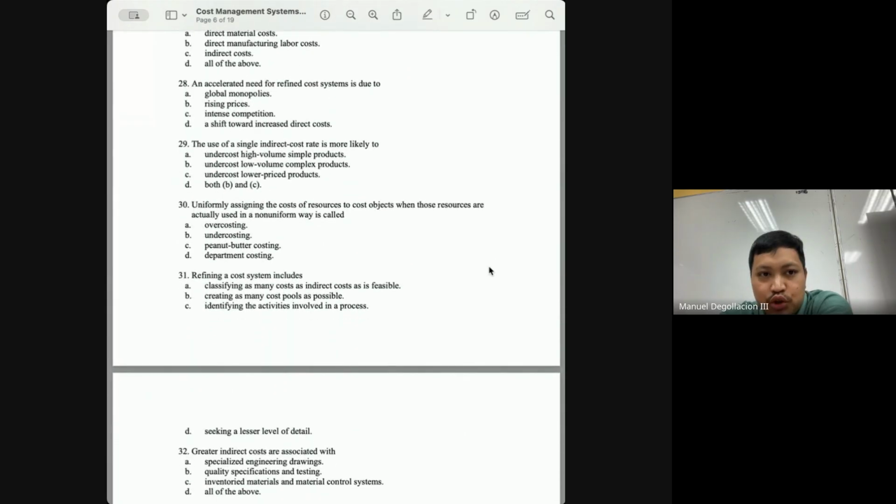29, the use of a single indirect cost rate is more likely to... single indirect cost rate. So most likely this would be based on units, class. Answer for number 29 would be Bravo, class. Undercost, low volume, complex products.